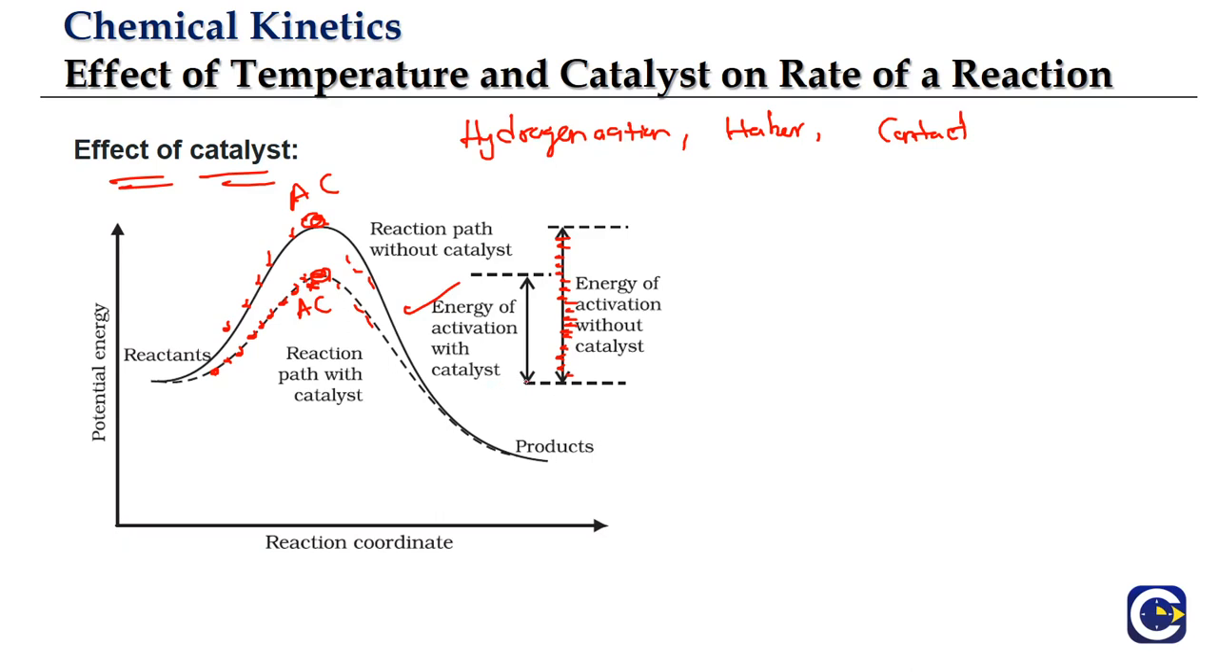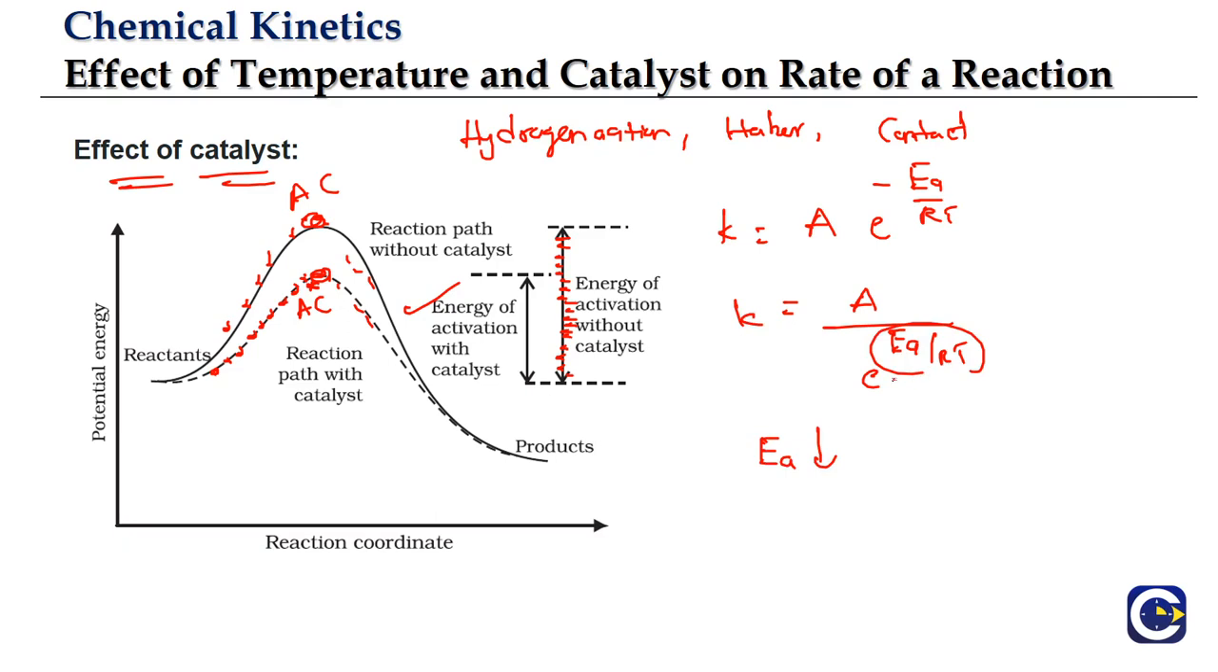Now, as the EA value is reduced, because if you look at the relation as per the Arrhenius expression, K will be equal to the Arrhenius constant A into e to the power minus EA by RT. So just to make it more clear, we can write it as A by e to the power EA by RT. So this is the value of K. Now what we see is as the EA value is decreased, since the power is in the denominator, we will see that the K value will be increasing.